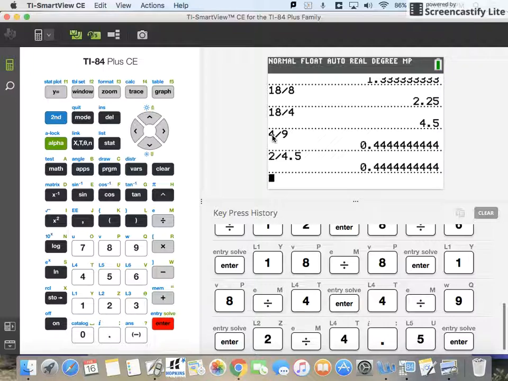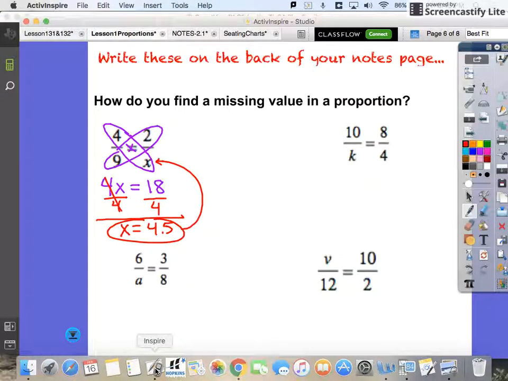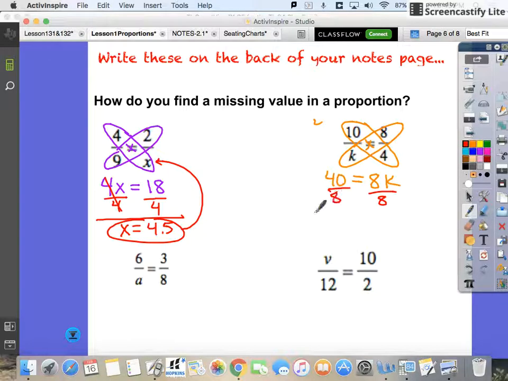And this makes sense because you took half of the numerator and half of the denominator. All right, the next one. For this, cross multiply: 10 times 4 is 40, and that's equal to k times 8, or 8k. So to solve, we would need to divide by 8 on both sides, and k is 5. This makes sense too, because 8 divided by 4 is 2, correct? So 10 divided by what is 2? Well, 10 divided by 5.